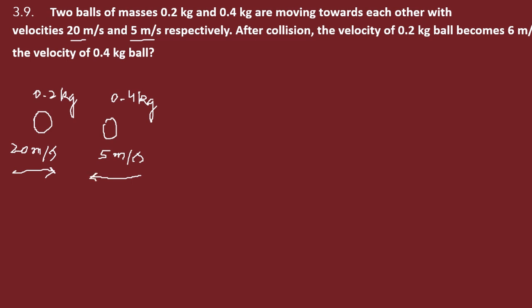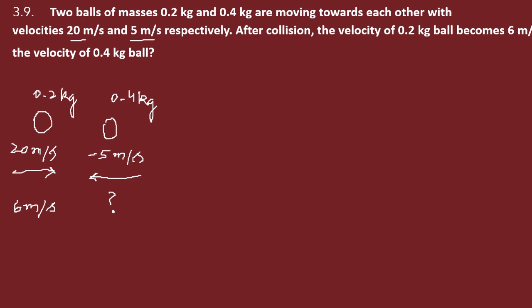It means that if we are taking the direction of 20 meter per second from left to right as positive, then this is the opposite direction, so this direction will become negative. So we will take this number as negative 5 meter per second, the velocity of the second body which has a mass of 0.4 kg. Now we are given that after collision the 0.2 kg ball's velocity becomes 6 meter per second, and we have to calculate the velocity of this ball after collision.